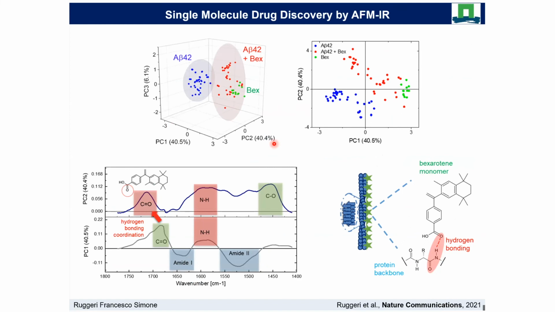We used artificial intelligence, so clustering and principal component analysis, to understand how the molecule was interacting with our aggregates in comparison to the aggregates alone. And what we could conclude is that the molecule is interacting with our protein aggregates through single hydrogen bonding with the protein backbone. And so we could really study intermolecular interaction at the single bond level, at the nanoscale.